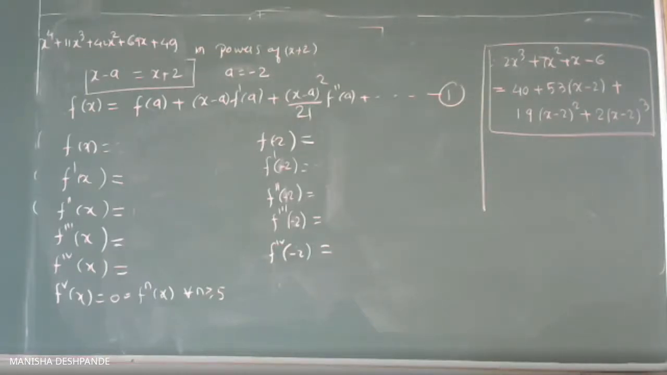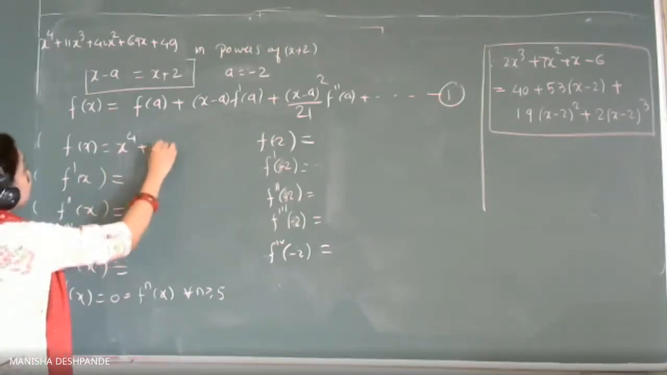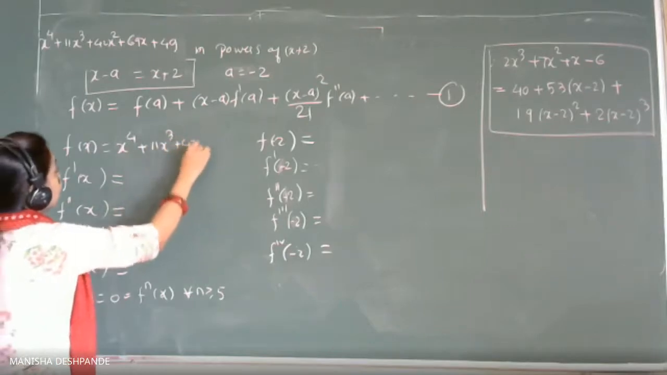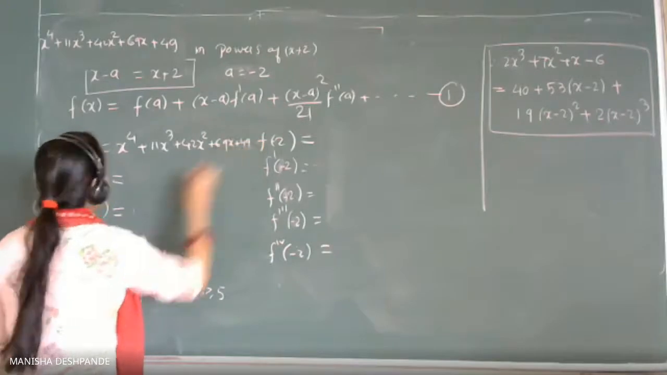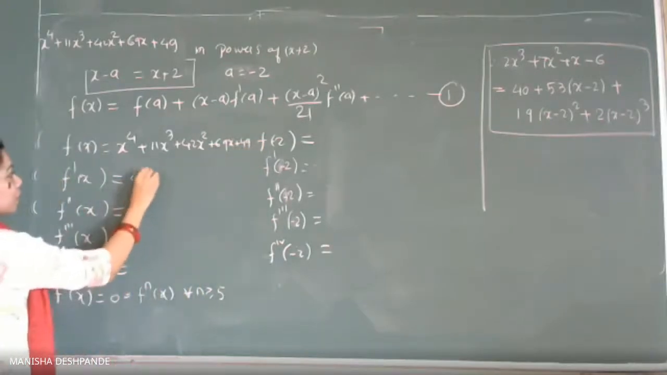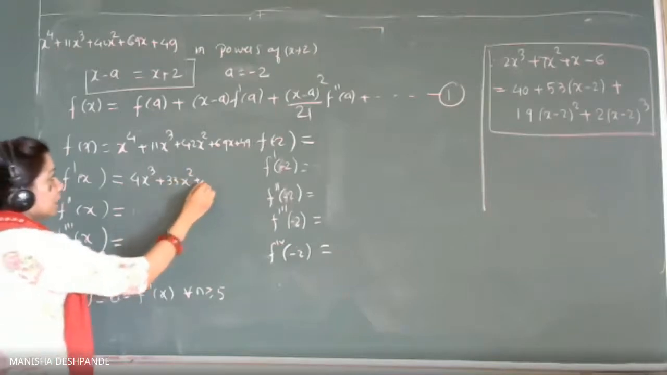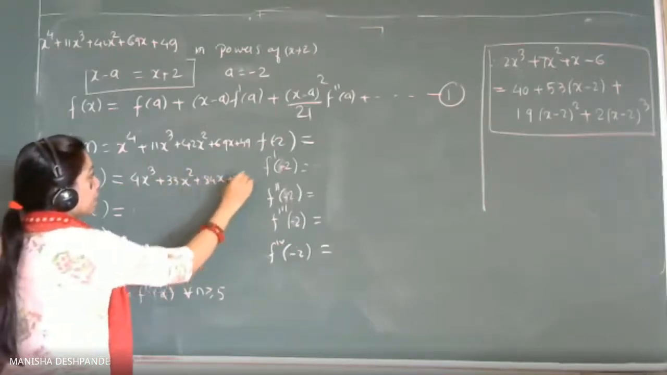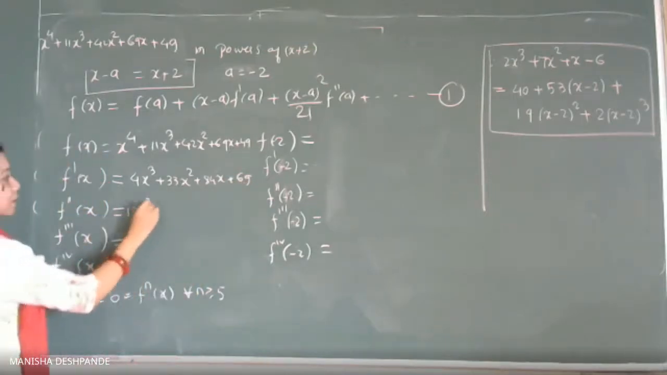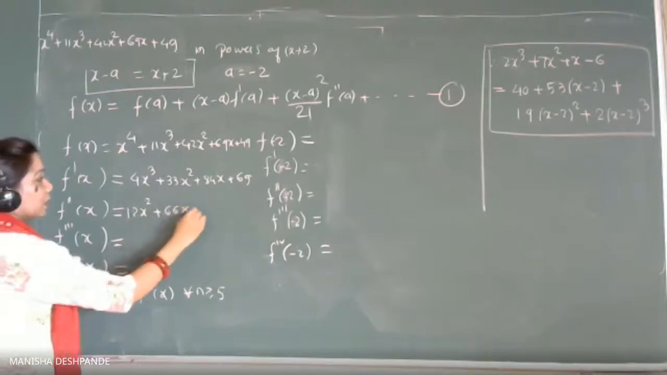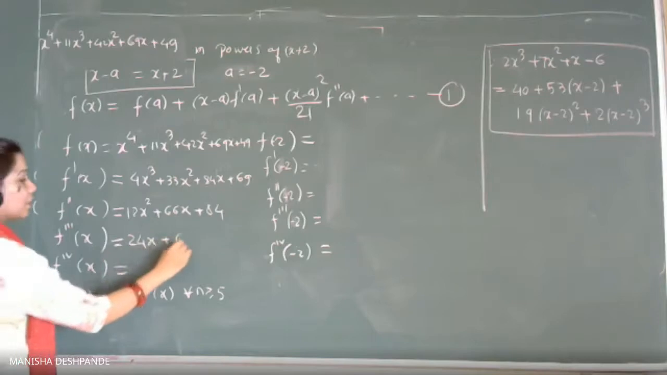So f of x I'll write down. First derivative will be 4x cubed plus 33x square plus 84x plus 69. Then 12x square plus 66x plus 84. Then 24x plus 66 and then 24.